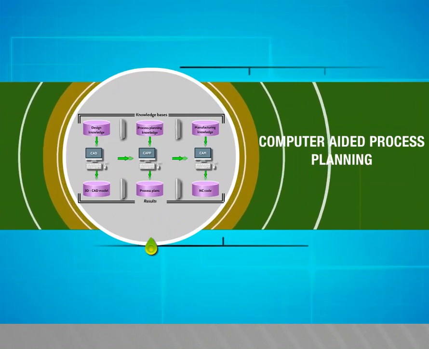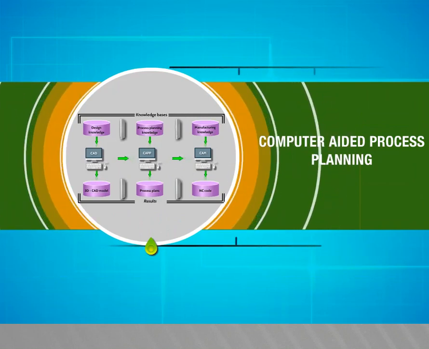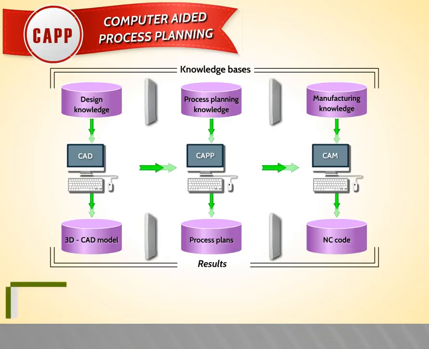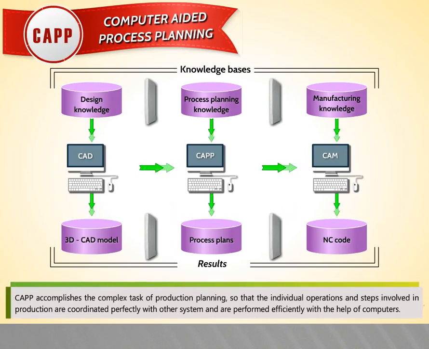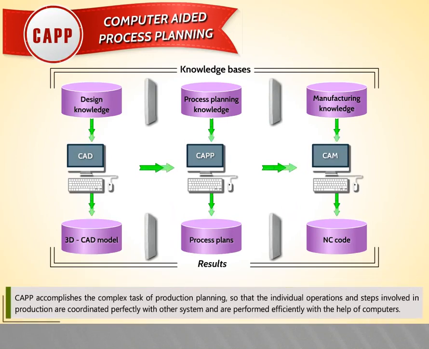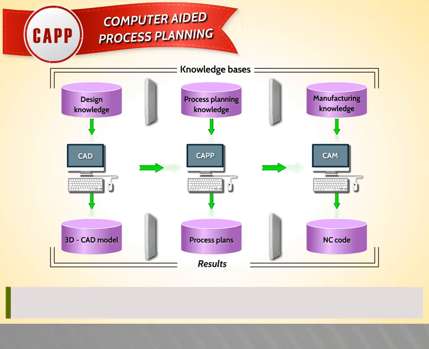Computer-aided process planning. In this video, we are going to see about computer-aided process planning, that is CAPP. CAPP is an automatic process planning function by means of computers. CAPP accomplishes the complex task of production planning so that the individual operations and steps involved in production are coordinated perfectly with other systems and are performed efficiently with the help of computers. CAPP requires extensive software and coordinates with CAD or CAM.